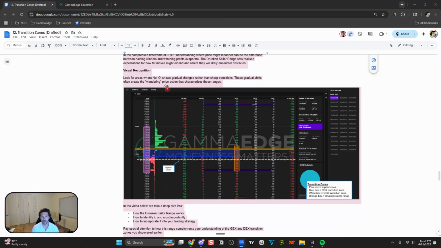And then again, just putting it another way, the GEX and the DEX transition zones show those sharp changes in transition in the structure, right? But the Drunken Sailor range is where we focus on the gradients, which are the gradual shifts. And these gradual shifts are what create that wandering price action.